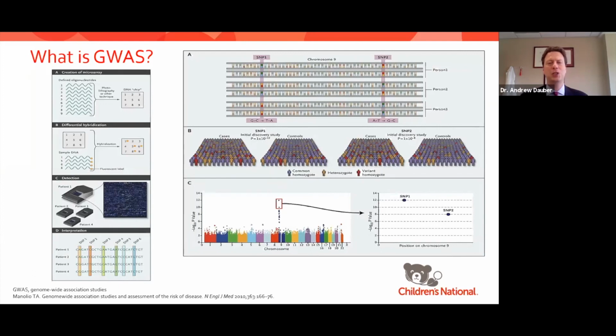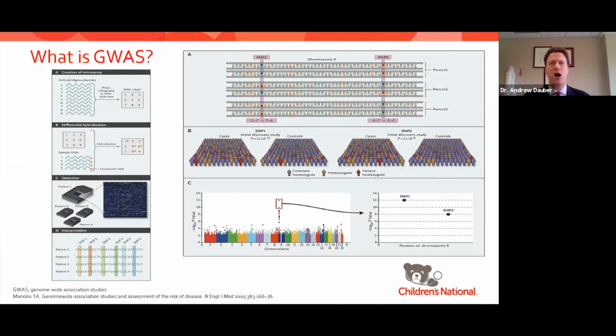Okay, so what is a genome-wide association study? So I think people are pretty familiar with the idea of an association study. An association study is when you take a group of individuals with a disease and then a group of controls, then you see whether a specific risk factor is more common in those with the disease as opposed to the controls. So let's use our diabetes example for a second.